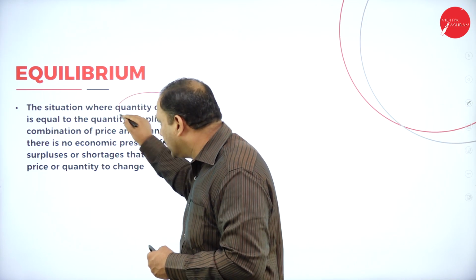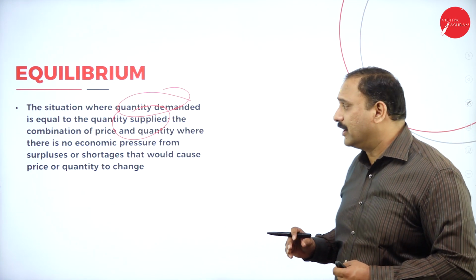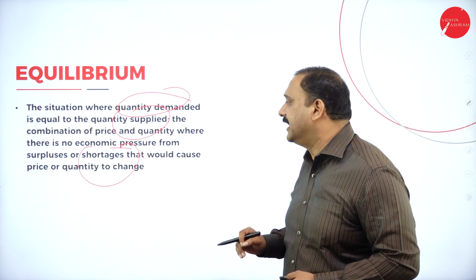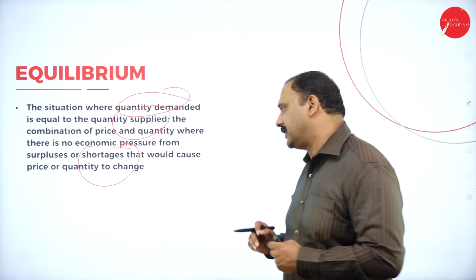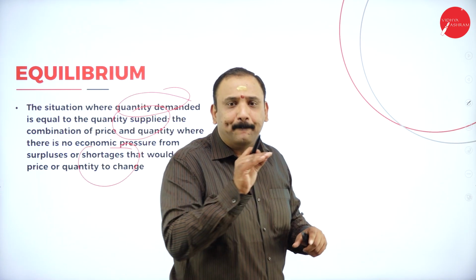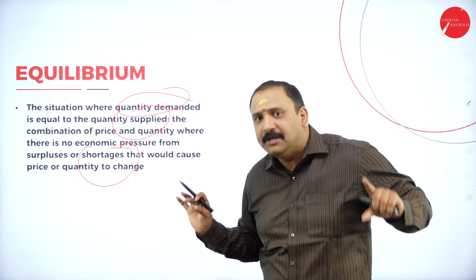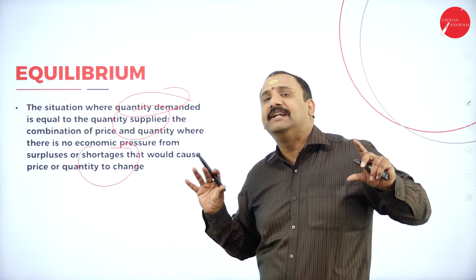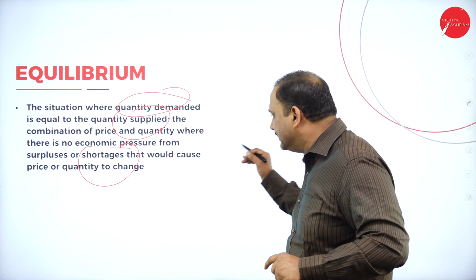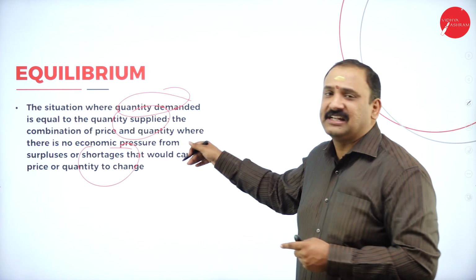Equilibrium is the situation where quantity demanded is equal to quantity supplied, the combination of price and quantity where there is no economic pressure from a surplus or shortage coming into the picture. Equilibrium, according to me, is a complete standstill in the market. There are no disturbances. There are no fluctuations in price or any other pressure that is trying to attach here.